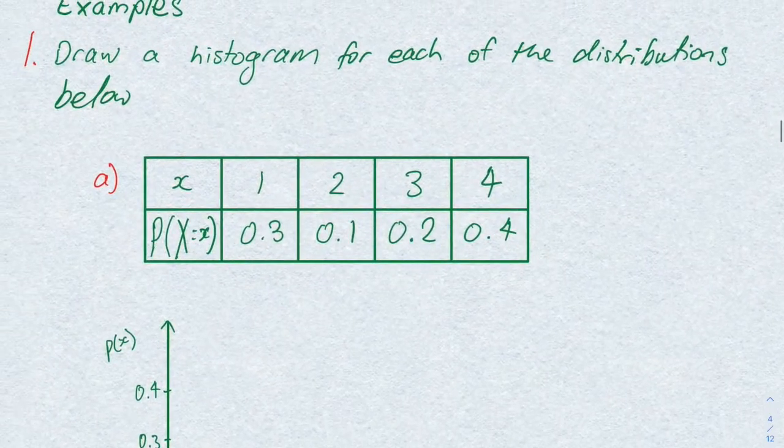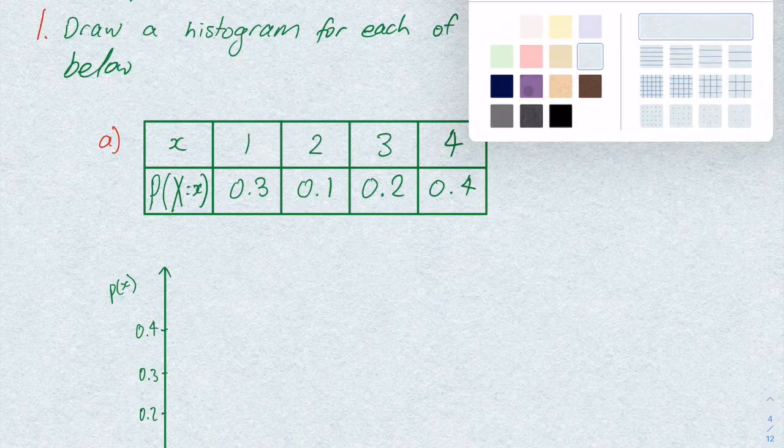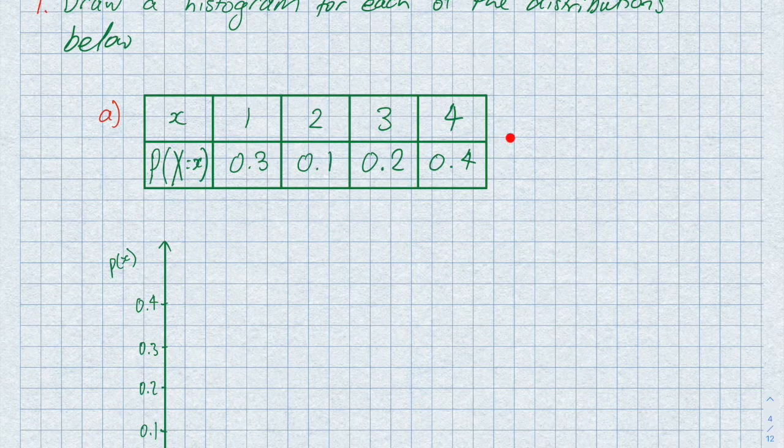So here are some examples. We're asked to draw a histogram for each of the distributions below. So here's a probability distribution. It lists the probabilities for each of the values there. The probability of getting 1 is 0.3, the probability of getting 2 is 0.1, the probability of getting 3 is 0.2, and the probability of getting 4 is 0.4. And you'll notice if you add all of those up, they equal 1. So 0.3 plus 0.1 plus 0.2 plus 0.4 equals 1.